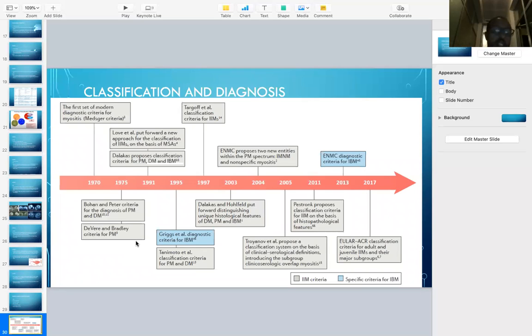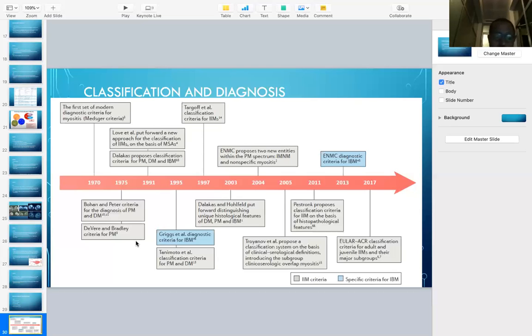Coming to classification and diagnosis, there's no widely accepted classification or diagnostic criteria for inflammatory myositis. The workup for classification started in the 1970s, but the biggest benchmark work was done by Bohan and Peter, who used five categories for classification of myositis patients, with five subcategories.